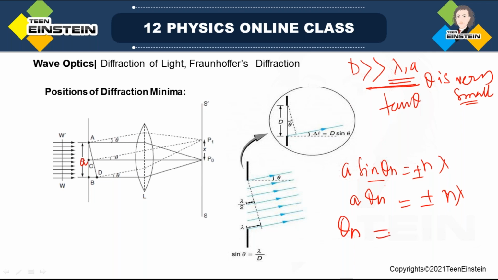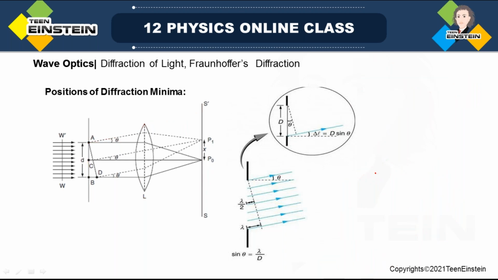That means this is the angular position for the nth dark fringe, n lambda by a. If you put n equal to 1, suppose this is theta 1, then theta 2, like that you will find theta 2 position over here. So theta 1 has angular position lambda by a. Theta 2 will be 2 lambda by a, and obviously on both sides there will be minima, here also P1 prime.